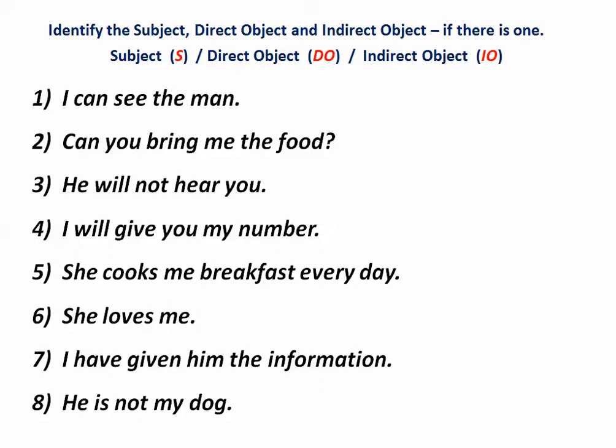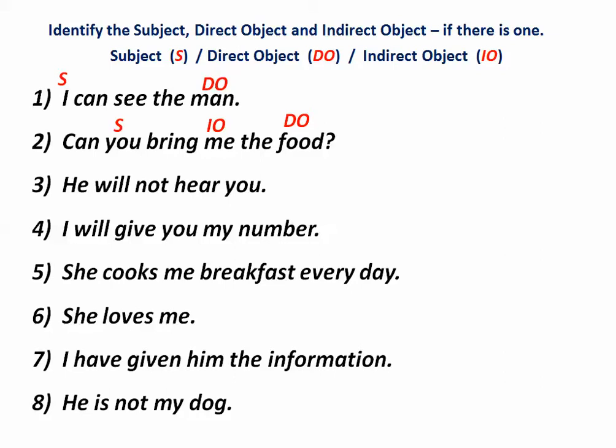So let's take these English sentences and see if we can do this. For the first one, our subject is I, our verb is can see, we actually have two verbs, and the direct object is the man. In the second sentence, you is the subject, me is the indirect object, and food is the direct object. Remember, the direct object is what receives the action of the verb. So in this sentence, you are bringing what? The food. And to whom or for whom something is done or given, or in this case brought, is the indirect object. And this is me.